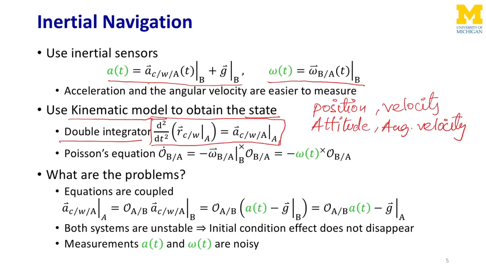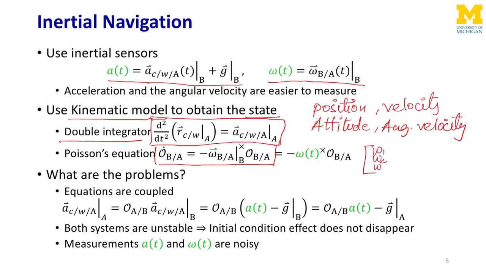And we can also use the Poisson's equation to get the attitude. The Poisson's equation is this one. You must have seen this earlier in the course. Omega BA resolved in B is the angular velocity that the gyro is directly measuring. This cross is the supercross operator. I'm sure Professor Bernstein must have shown you this, but let me just show you what it is.